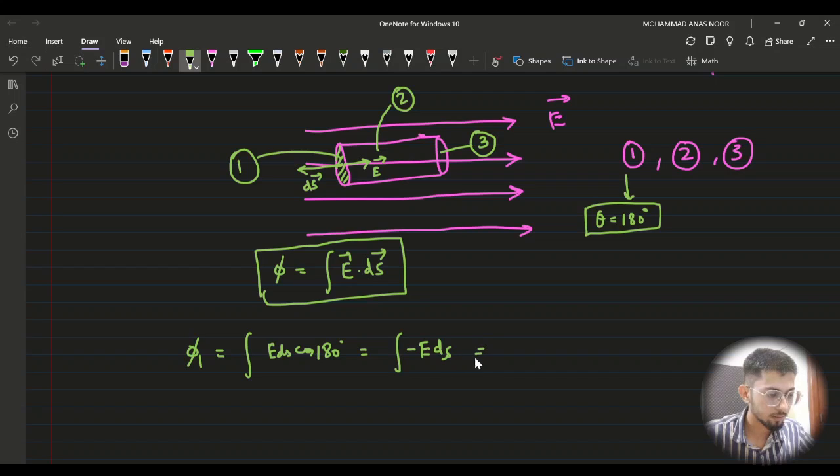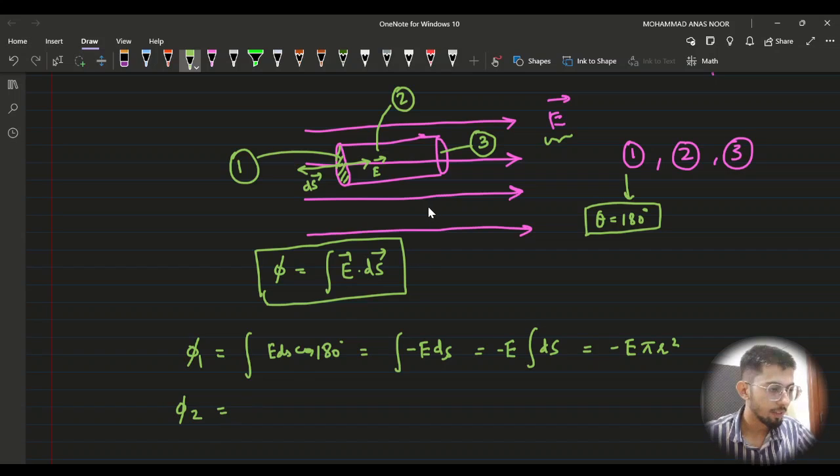The electric field is constant everywhere, so the constants can be moved out. So minus E integral ds. And what is this ds integral here? The area of the circle itself. So minus E into pi r squared. That is the flux through the first surface, correct? Got the concept? Now the flux through the second surface.